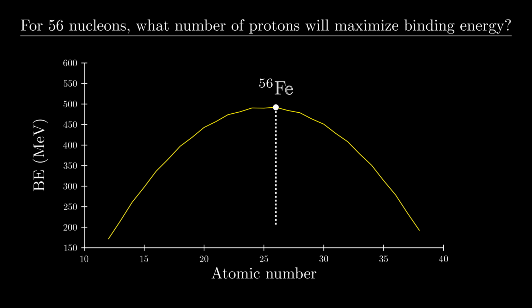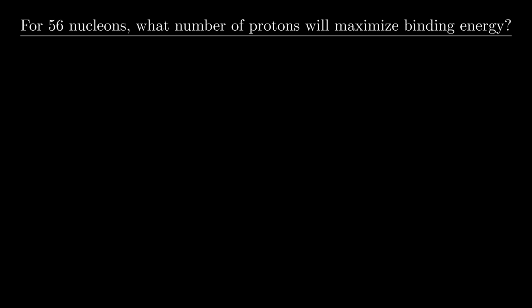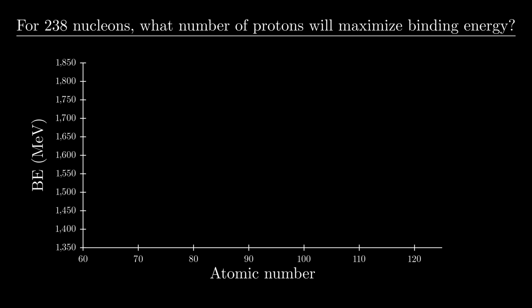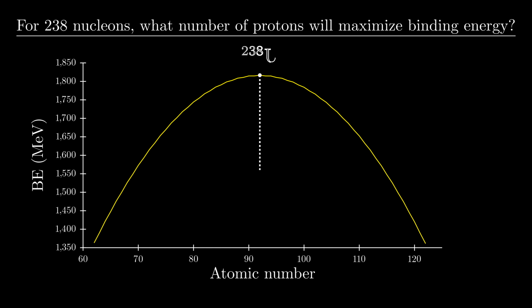The maximum point on this curve occurs when there are 26 protons, which corresponds to iron. Iron-56 is one of the most stable nuclei out there, so it makes sense that it's at the top of the curve. Let's do another quick example, this time for a collection of 238 nucleons. How many protons will maximize binding energy? If we plot the curve and take a look at the maximum, we get an answer of 92 protons, which corresponds to uranium. Uranium-238 is the most common isotope of the element on Earth, making up around 99.3% of all the uranium that we dig out of the ground.